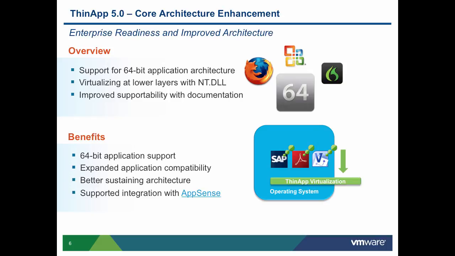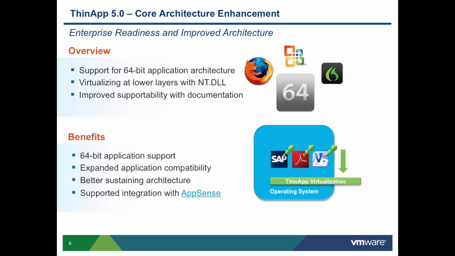Now let's talk a little bit about 5.0 specifically. ThinApp 5.0 introduced support for 64-bit applications. That was one of the primary objectives of some of the re-architecture work that we did. Previously, we had done most of our work at the Win32 API level. With 5.0, we were able to work at a lower layer, at the NTDLL layer, and that actually gave us several benefits. In addition to simply changing the architecture and providing support for 64-bit, we also improved some of the documentation. We've made it easier for administrators to find specific packaging guidance for popular and major applications like browsers and Office suites.